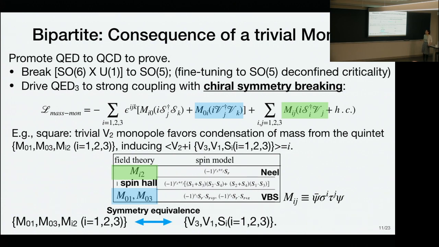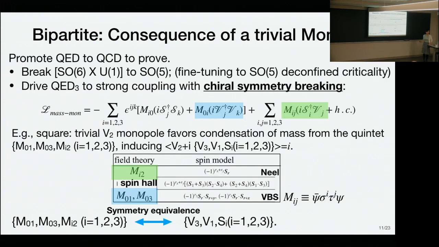And more importantly, the condensation of this monopole operator doesn't further break any symmetry than the fermion mass already does, because they are coupled in such a way that they are symmetry equivalent in this case.